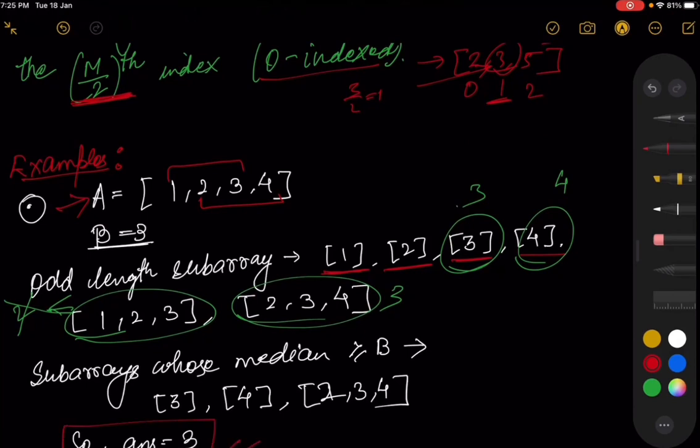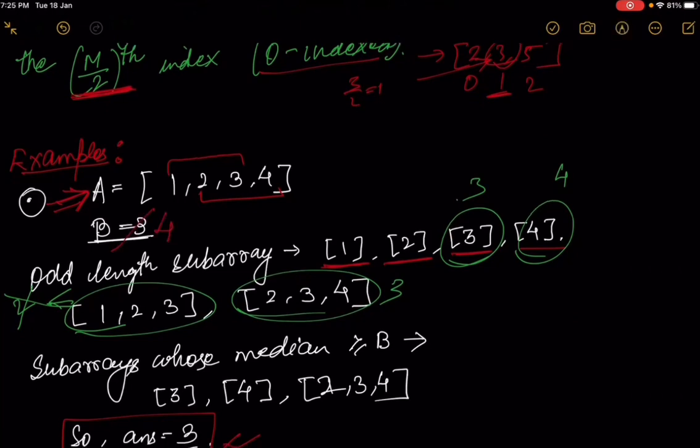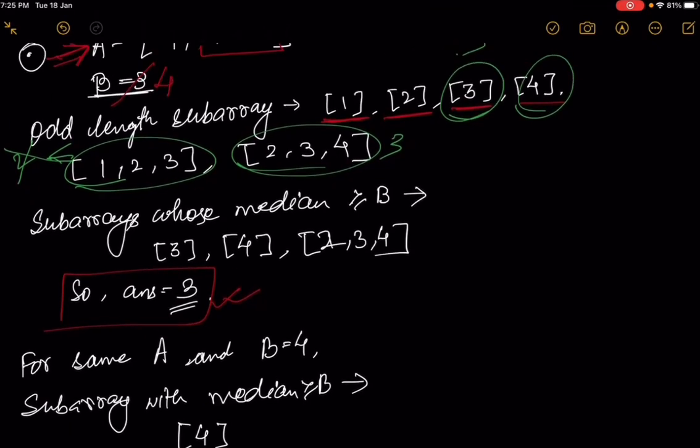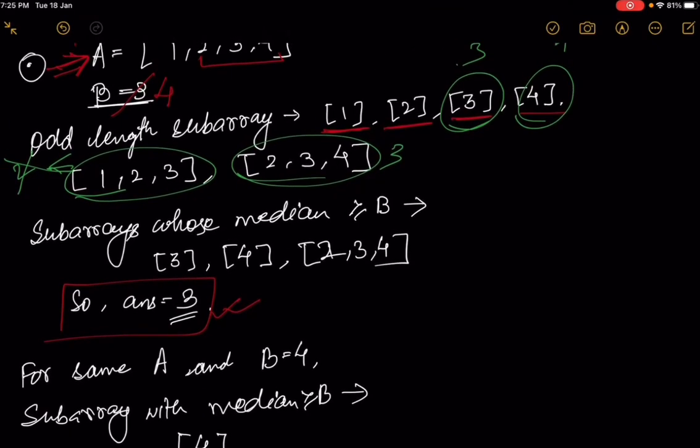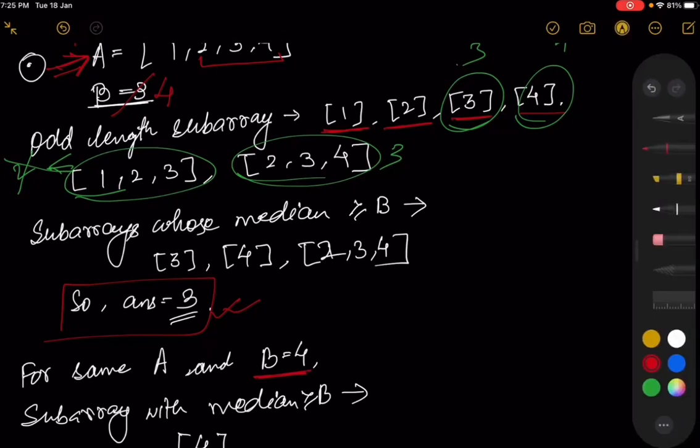Similarly, if you consider the same array A and take the value of b to be equal to 4, then how many subarrays will be there? There will be only one subarray with a median greater than or equal to 4. Only this subarray has a median equal to 4, which is greater than or equal to b in this case. So the answer in this case will be 1.